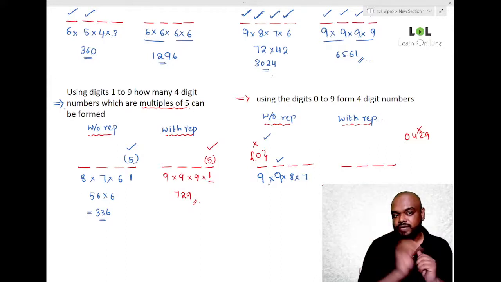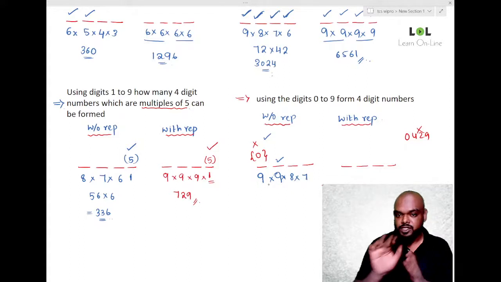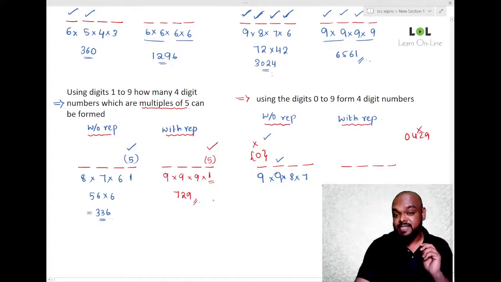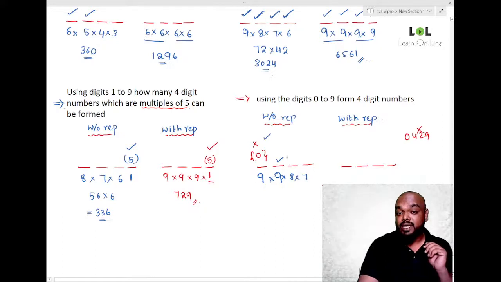Now totally out of 10 digits, I already used one digit. I don't know which one in the first place. Still 10 digits are available including 0. Now I can put 0 in other places. It means all remaining 9 digits are available. So this place can be filled in 9 ways. And the third place can be filled in 8 ways and this one is 7 ways. So if you multiply this, what do we get? 81 into, what is this? 56. 81 into 56.